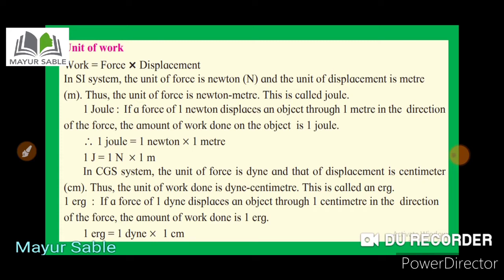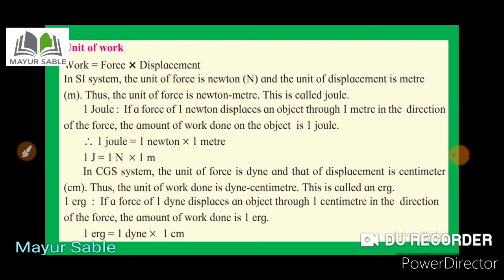Again, a question may arise in your mind: what is 1 joule? Remember, 1 joule is the work done when a force of 1 Newton displaces an object through 1 meter in the direction of the applied force. So 1 joule is 1 Newton into 1 meter.